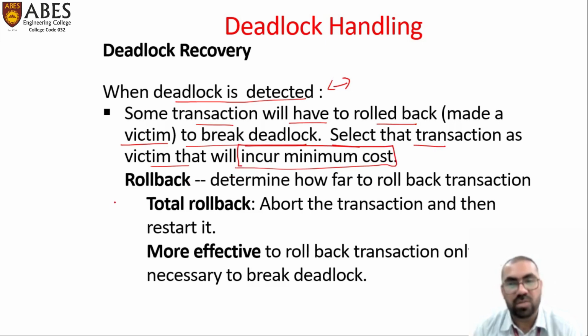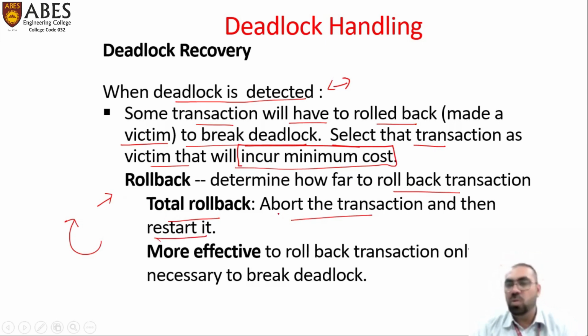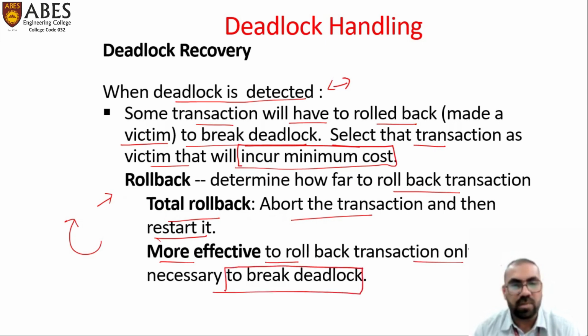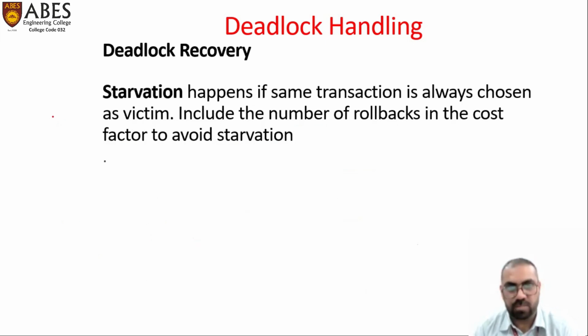So this rollback is also very important. Rollback determines how far the transaction should be rolled back. Total rollback means aborting the transaction and then restarting it from the beginning. It is more effective to roll back the transaction only as far as necessary to break the deadlock, and this is very, very important. So sometimes we can roll back a transaction partially, where we can find it out, or we can do it in a between condition also.